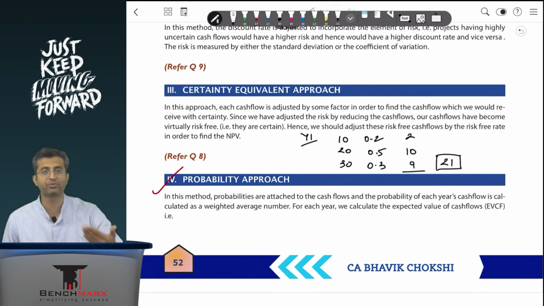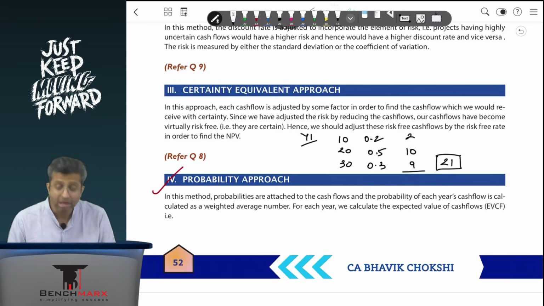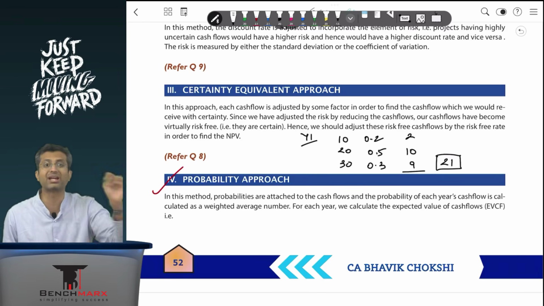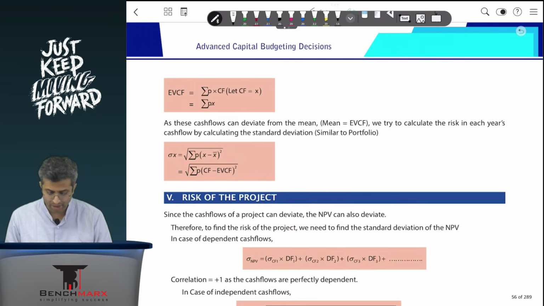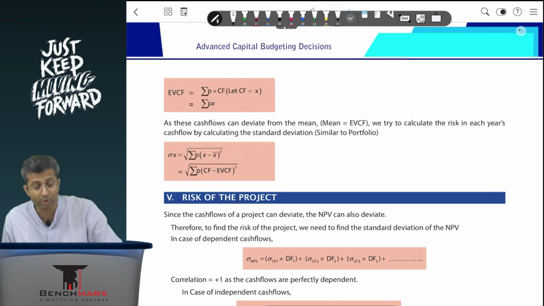Similarly, there will be a cash flow for year 2. Similarly, there will be a cash flow for year 3. So when you calculate your expected NPV, that is based on expected, that is weighted average cash flows. So your weighted average cash flows for each of the years will be calculated. So that will give you your expected NPV. Expected NPV will be the present value of expected cash inflows in each of the years minus present value of cash outflow.